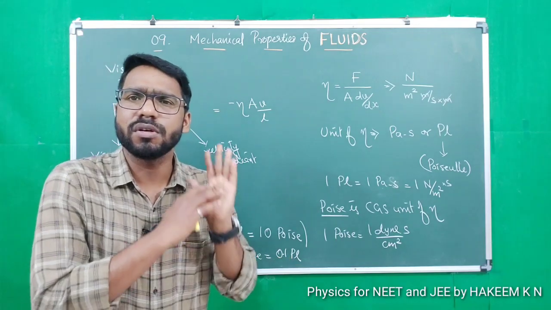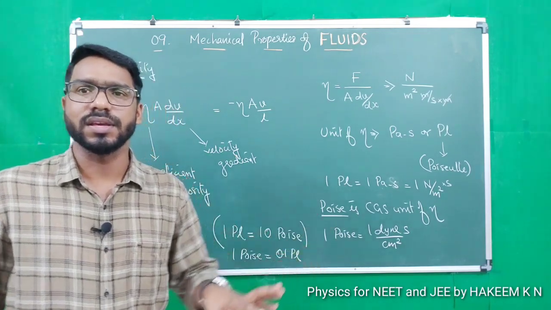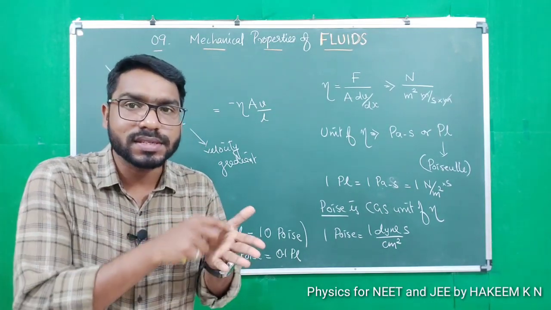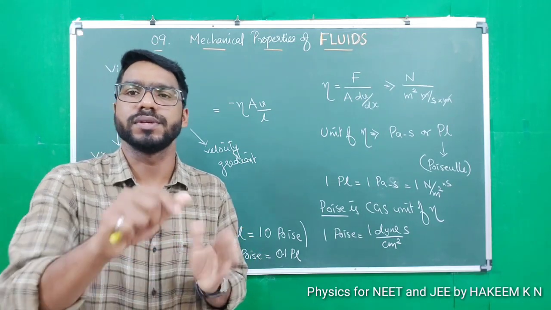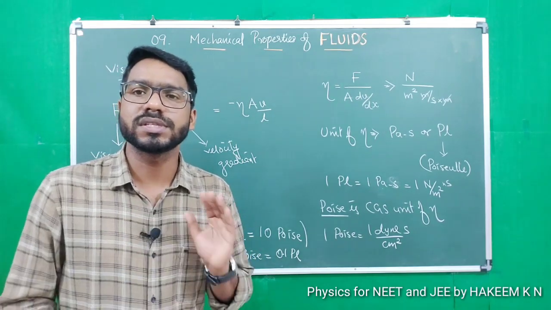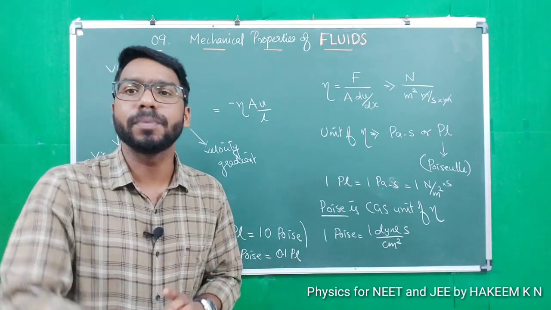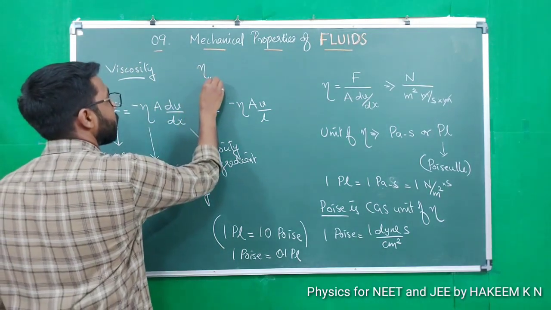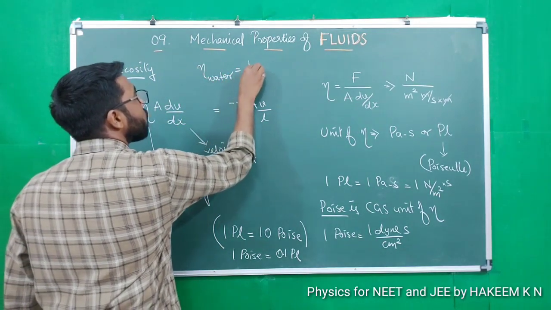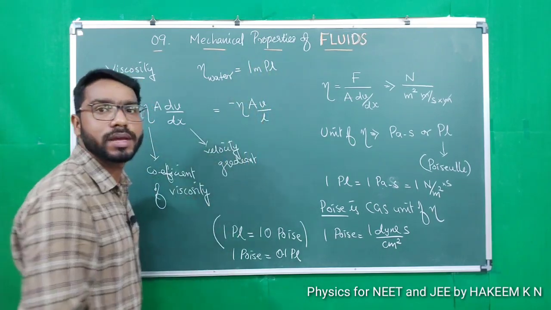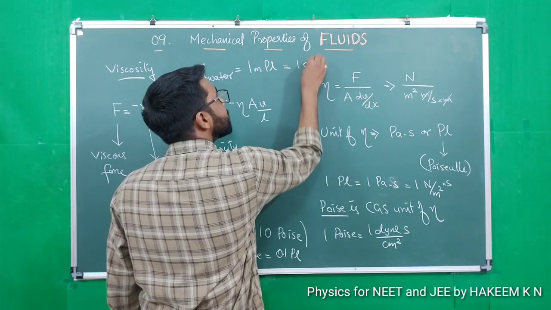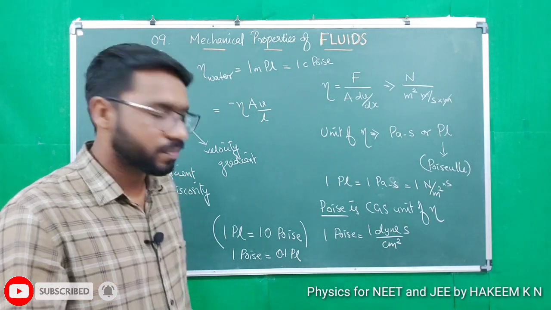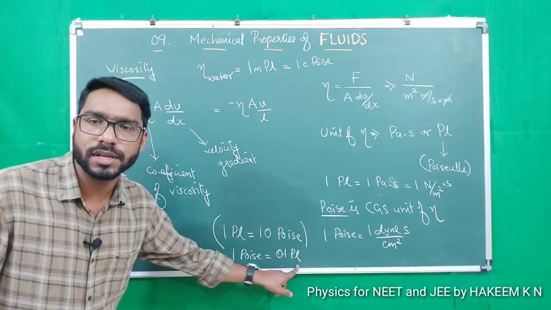For example, the viscosity of water is 0.01 poise. Then in Poiseuille it is 0.001 Poiseuille. The viscosity of water, eta water, is 1 milliPoiseuille, 10 raised to minus 3, which is equal to 1 centipoise. Centi means 10 power minus 2. Here 1 poise is equal to 0.1 Poiseuille.